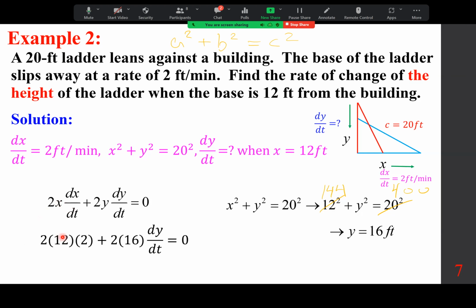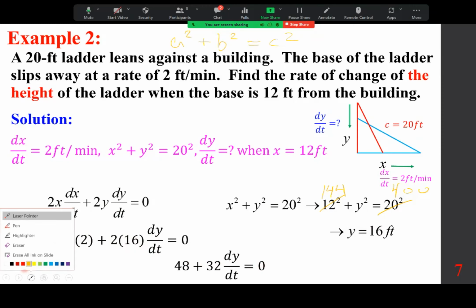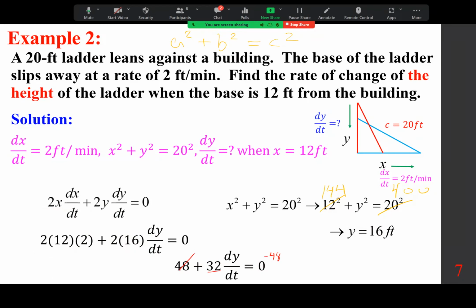We're going to replace the x with 12, the dx/dt with 2. We're going to replace the y with what we just found to be 16, and the missing dy/dt can be handled. 2 times 2 times 12 is 48. 2 times 16 is 32. We are going to move the 48 to the right, becomes negative 48, and we are going to divide by 32. And when we do that, it becomes negative 3/2 feet per minute.